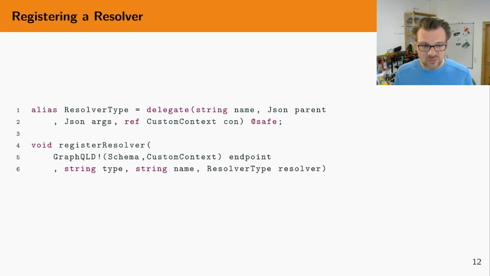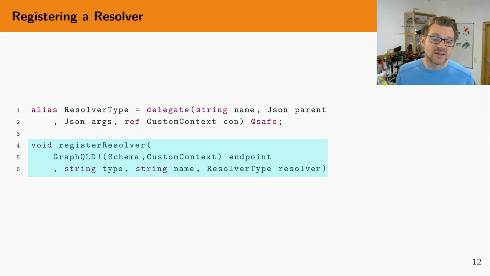From here, we can do other stuff. Just as a little bit of convenience, we're going to create ourselves an alias called resolver type, which is of the signature of the delegate taking the name, the parent, the arguments, and the context. And we're going to create ourselves a function called register resolver, where we pass in the GraphqlD instance and then the type, the name, and the resolver itself. And why this is handy, we will see in a bit.